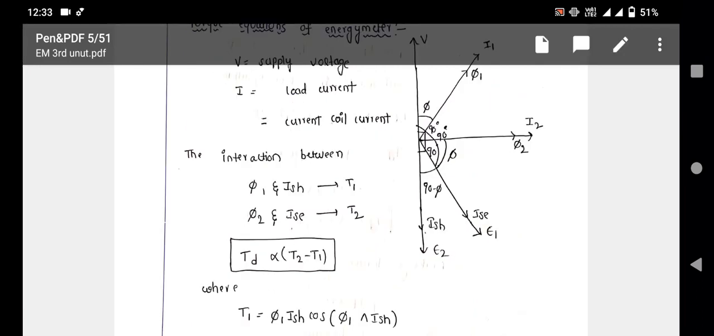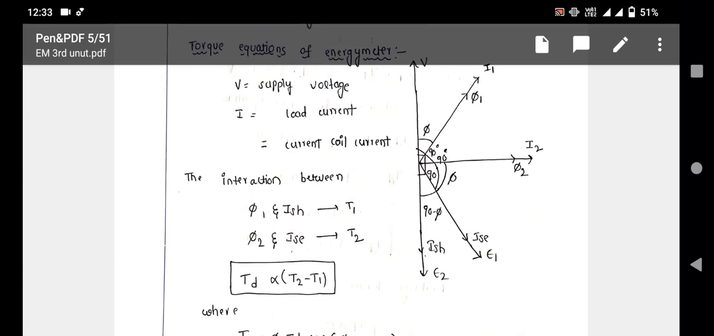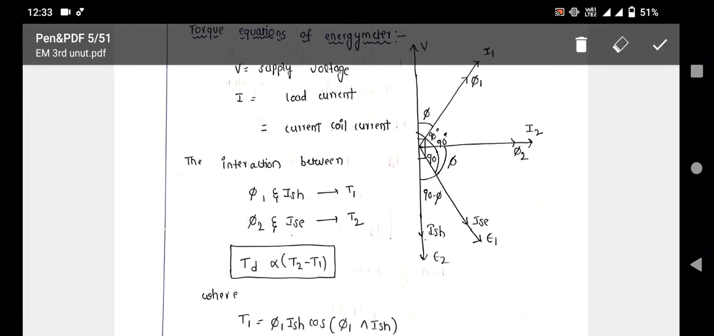The interaction between the shunt magnet current ISH and the main flux, that is the current coil or series magnet flux, produces one torque, T1. The interaction between the shunt magnet flux and the series current coil produces the T2 torque. It is not a deflecting torque, it is a driving torque. Driving torque is proportional to T2 minus T1.